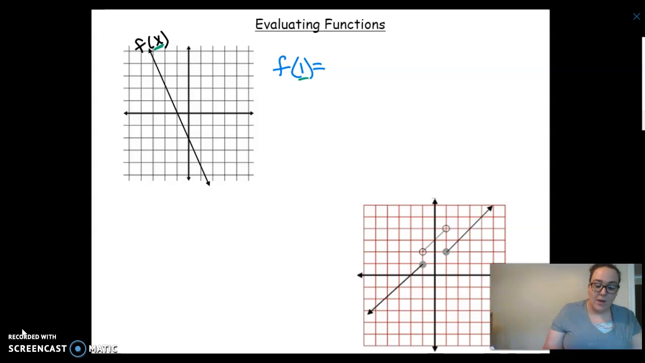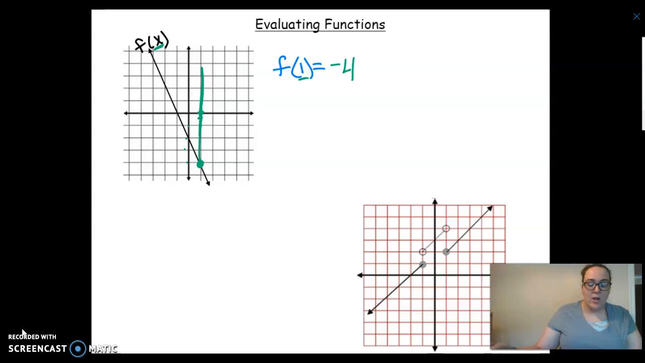I need to go on my graph where x equals 1. Well, here is where x equals 1. Okay, now where does it cross my function? So I'm going to kind of follow this line here. Where does it cross my function? It crosses right here at 1, 2, 3, 4, at negative 4. So f of 1 is negative 4.